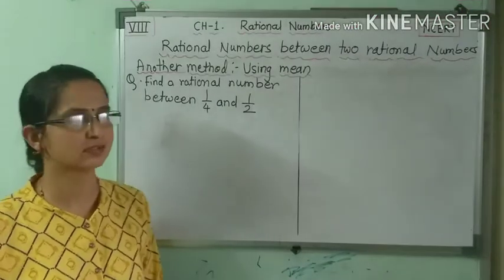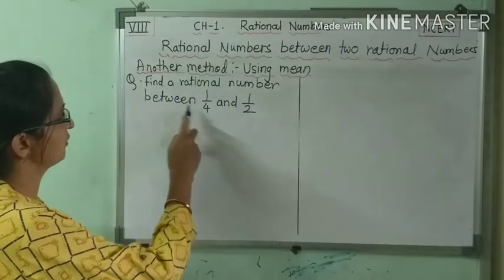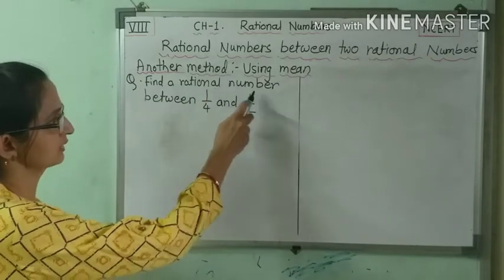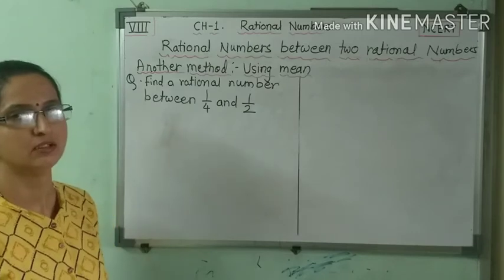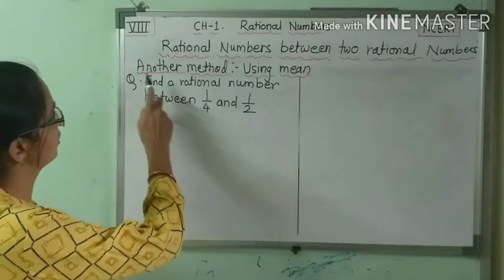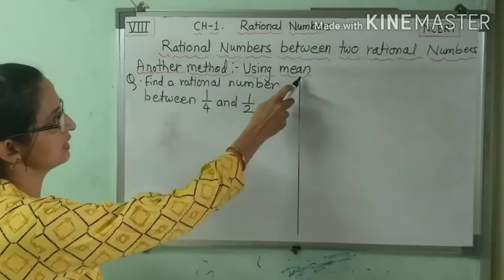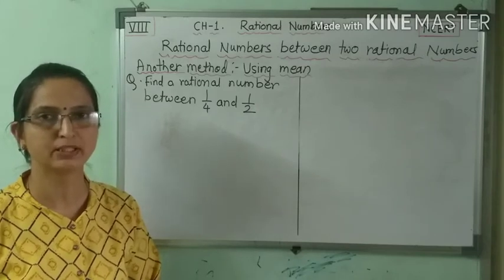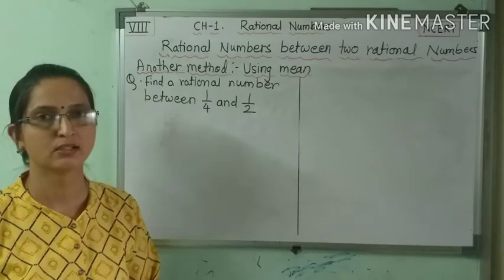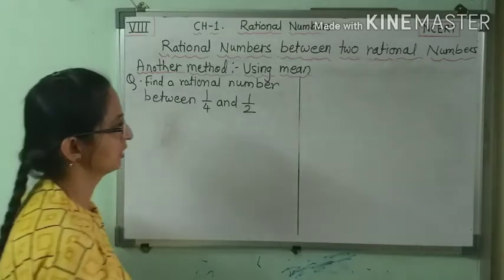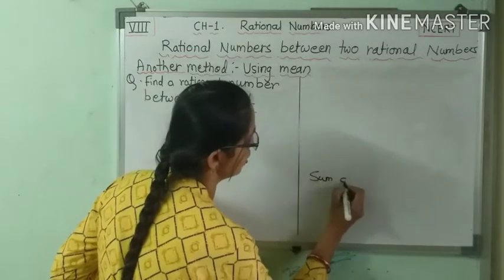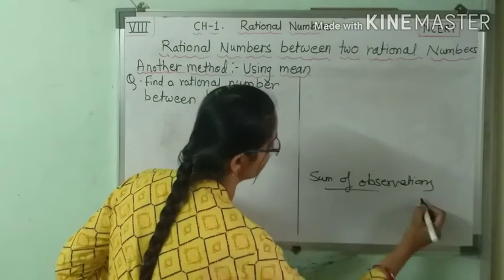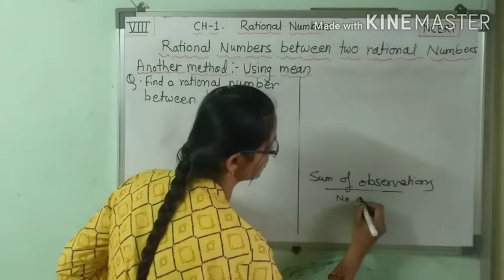Now the next question is, find a rational number between 1 upon 4 and 1 upon 2. Here we have to find only one rational number between these two numbers. So here we are going to use another method, that is calculating the mean. What is the formula of the mean? The formula of the mean is sum of observations upon number of observations.